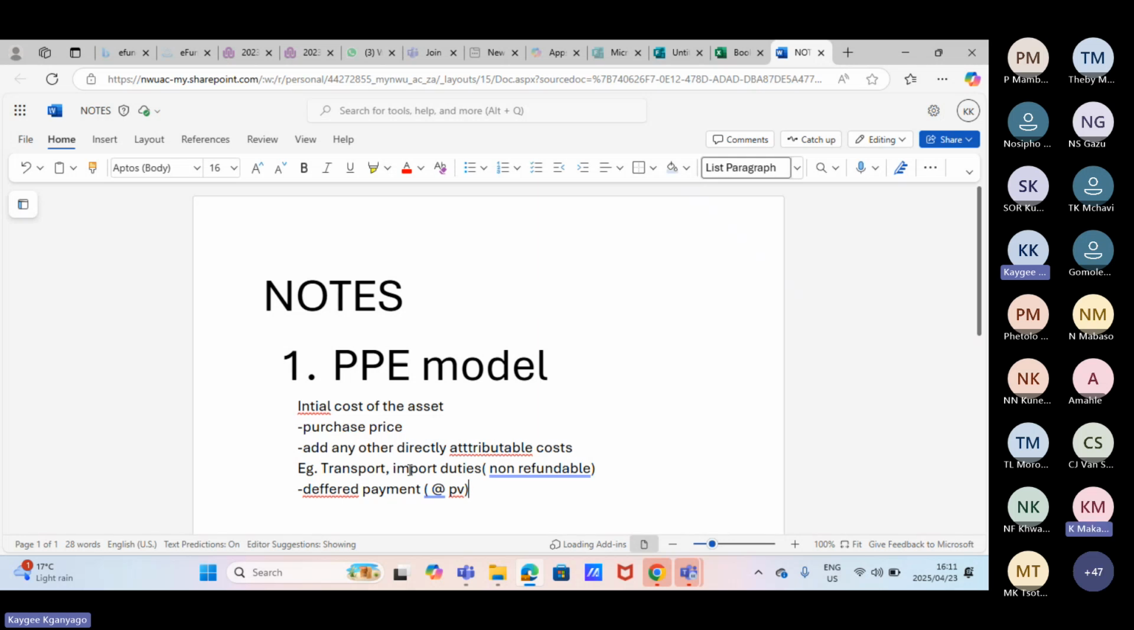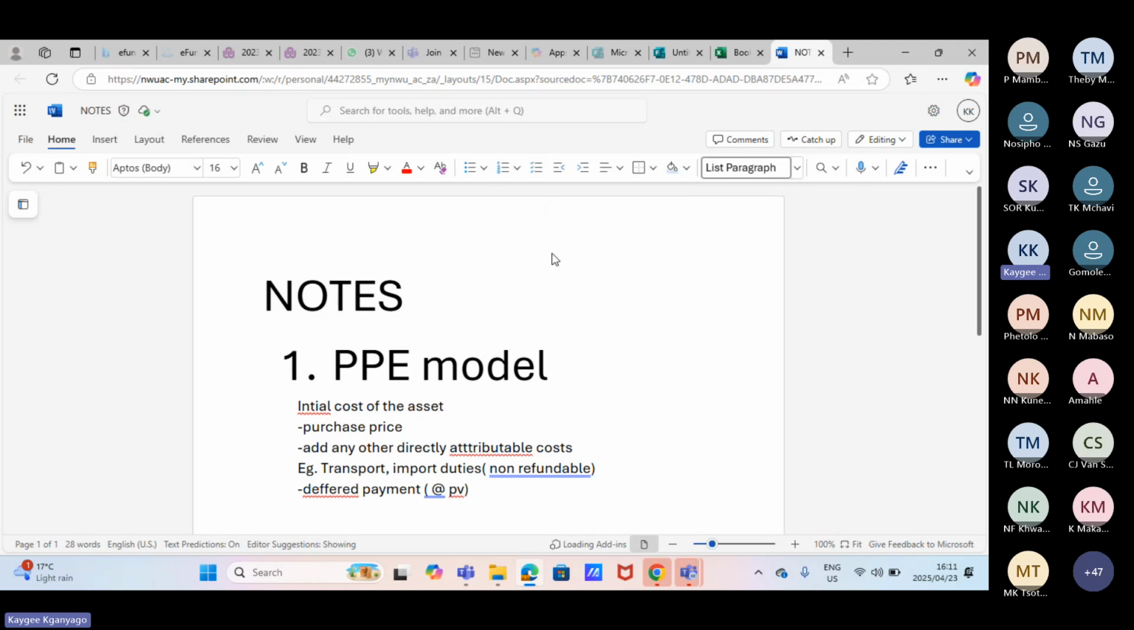Okay, what can we say? What is deferred payment? How can one define deferred payment? CJ. Deferred payment is a payment that is happening over a period of time, let's say 12 months or so, that is not paid immediately. It's almost like a credit.